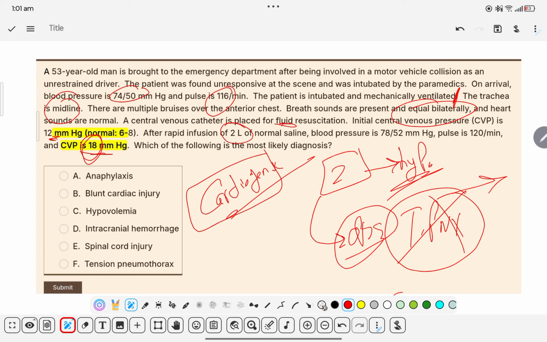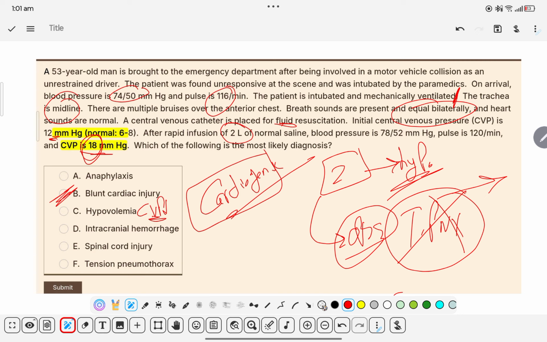Blunt cardiac injury is the right answer. Hypovolemia, we discussed it, but hypovolemia will present with low CVP, and of course it will get better after giving some saline because we are replacing the lost fluid. Intracranial hemorrhage will present with manifestations of increased intracranial pressure, such as headache and blurred vision.